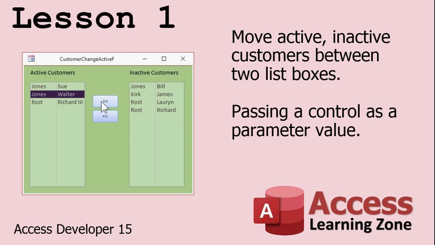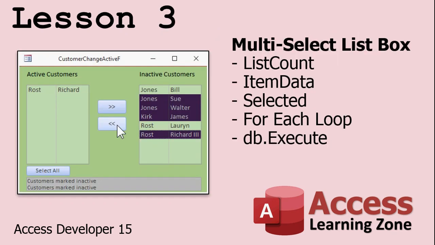Well, today we're going to beef that up a little bit and build a similar example to Advanced 5, but it's going to be on steroids. We're going to see how to move active and inactive customers between two different list boxes. This time I'm going to teach you how to pass a control as a parameter value. We're going to learn multi-select list boxes, where you can select multiple options from the box and then do something with it. Or you can use code to select options in the box. We'll learn about list count, item data selected. We'll learn about for each loops, and I'll teach you about DB execute.